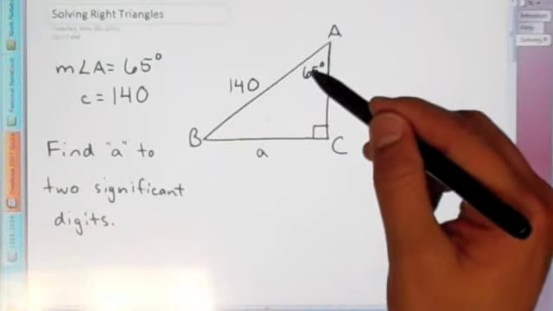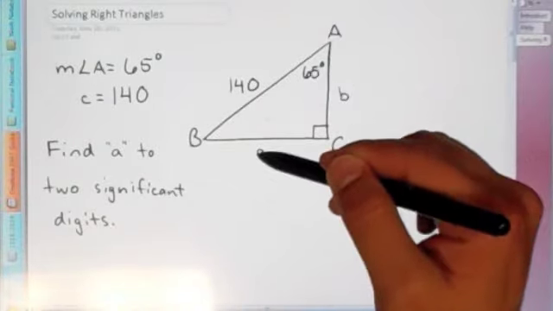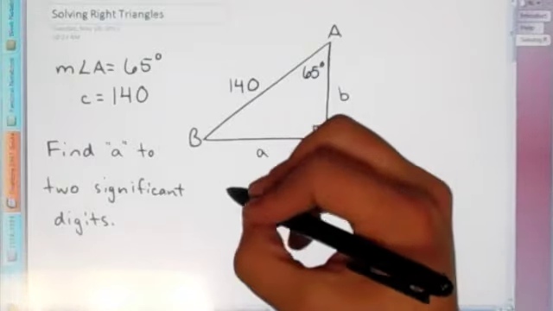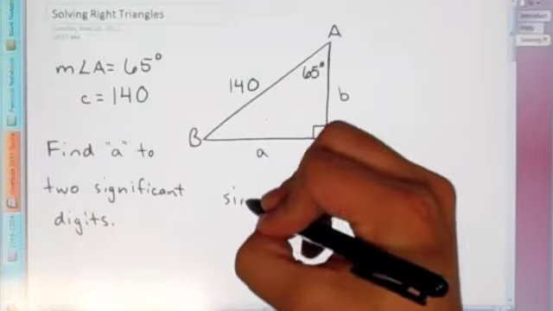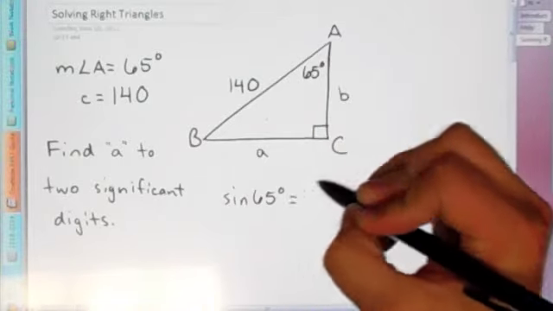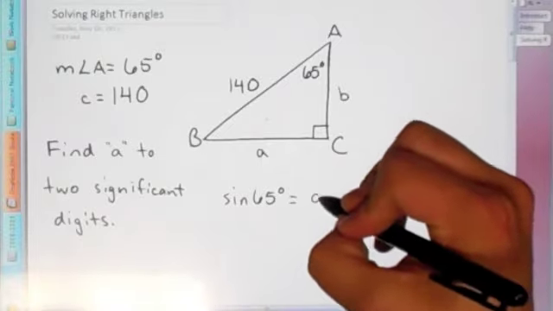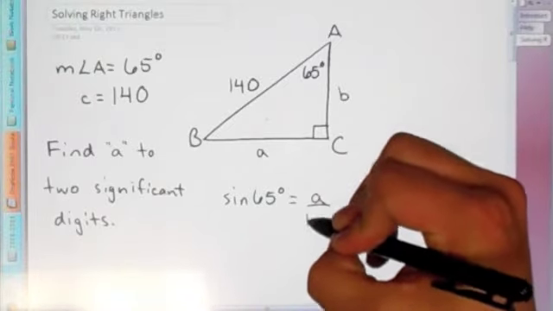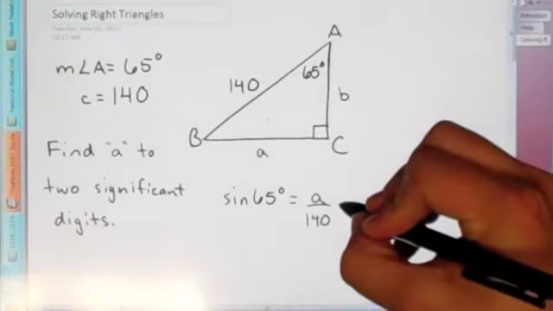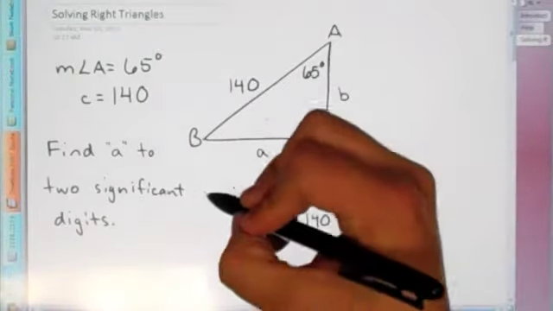From angle A, is opposite, and we know the hypotenuse. So opposite over hypotenuse, so we know that's going to be sine. So the sine of 65 degrees is equal to opposite A over 140. Okay? I probably should have my calculator on me here. Well, now we need to get A by itself, so we're going to multiply this by 140.